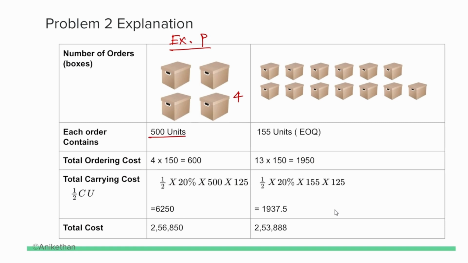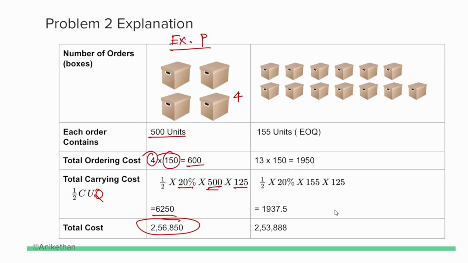So what is the total ordering cost? Since you are ordering it 4 times and per order cost is 150, you will get 600. Total carrying cost is nothing but half into C into U into your quantity. What is the quantity ordered? 500. What is the carrying cost? 20%. And unit cost is 125. You will get 6,250. So this becomes your total cost.